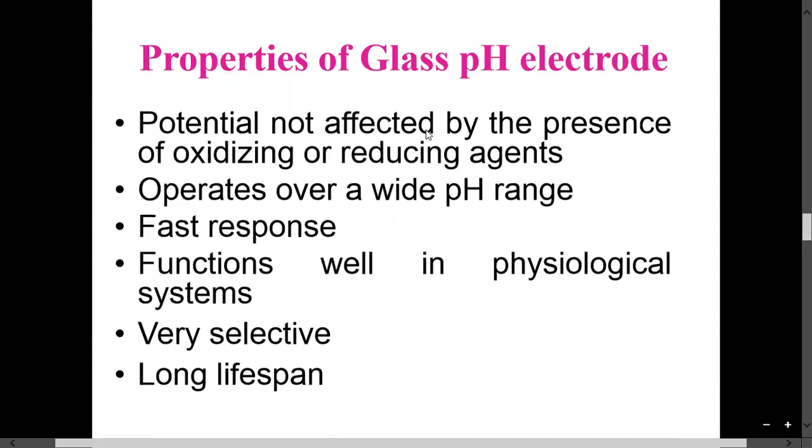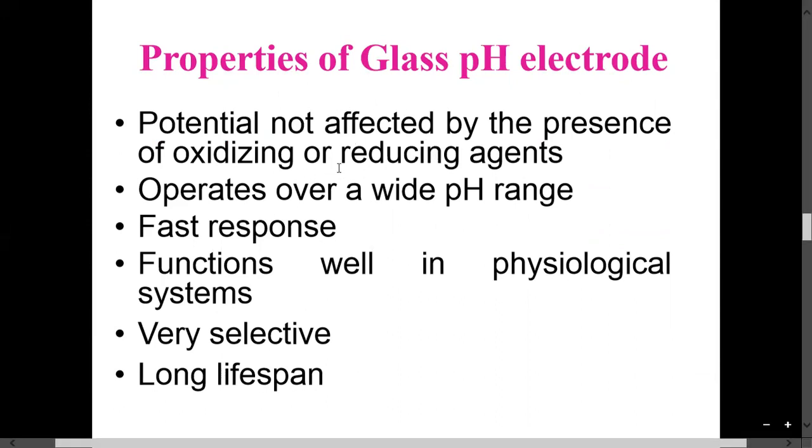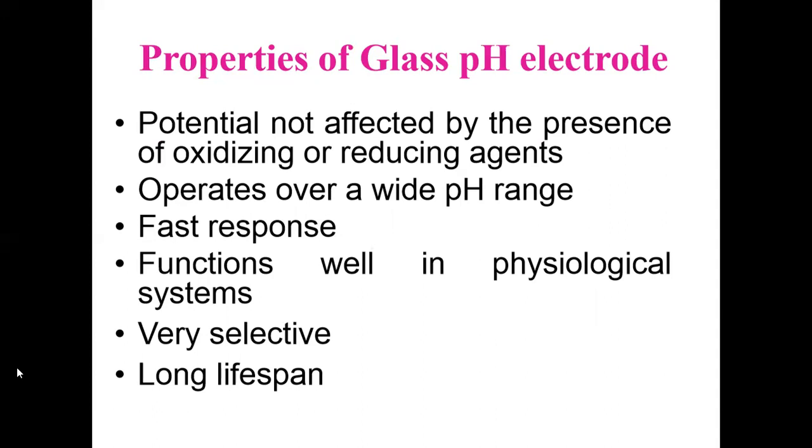Now, properties of a glass pH electrode. The potential is not affected by the presence of oxidizing or reducing agents. It operates over a wide pH range. Fast response. Next, it functions well in physiological systems. Then it is very selective and has a long lifespan. These are the properties of the glass electrode.